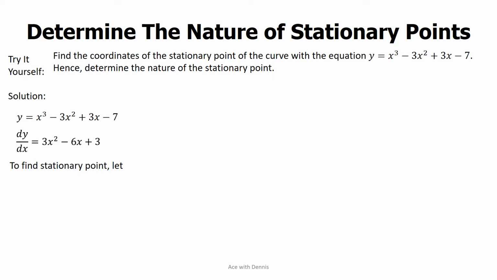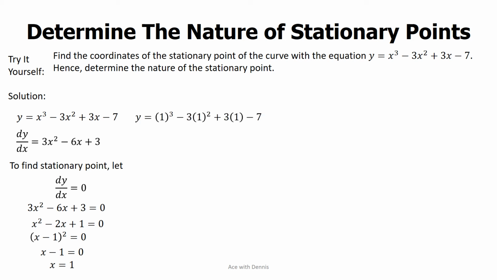To find the stationary point, we need to let dy over dx equal 0. Therefore, 3x squared minus 6x plus 3 equals 0. Then we divide by 3 on both sides. We get x squared minus 2x plus 1 equals 0. Then we can factorize this equation, which becomes (x minus 1) squared equals 0. X minus 1 is 0. Hence, x equals 1. So this is the x-coordinate of the stationary point.